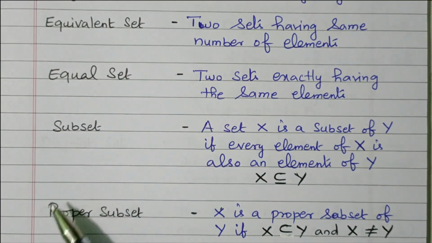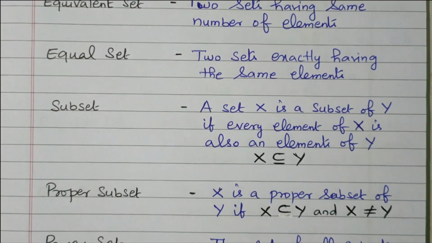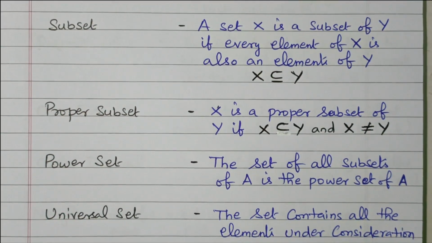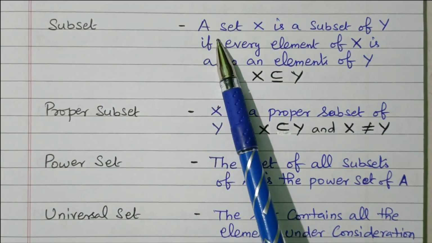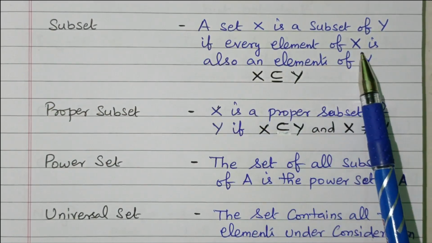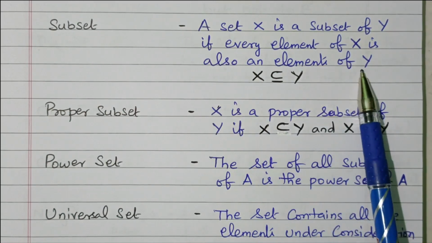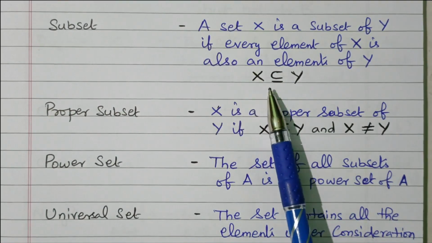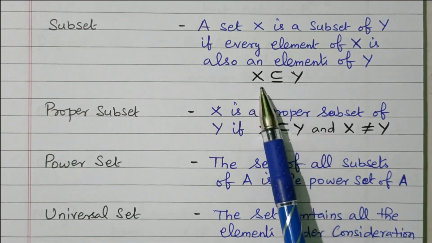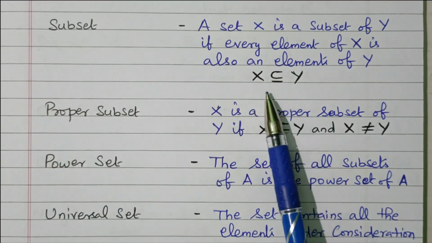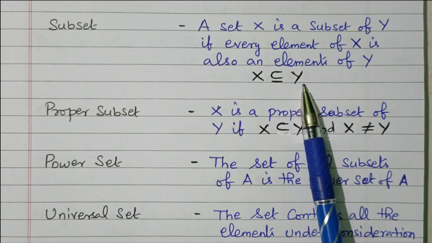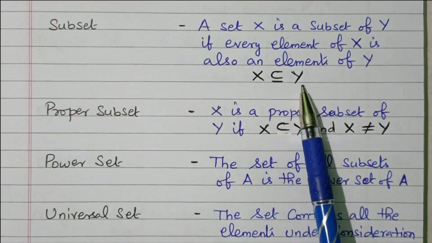Then the important thing is subset. We have subset and proper subset, one of the important terms in sets, types of sets. The subset: a set X is a subset of Y if every element of X is also an element of Y, right? What is the symbol? X subset of Y. What is the meaning? Y is the main set, and in that X is the subset. What are the elements available in X also available in Y? So X is called a subset of Y, right?